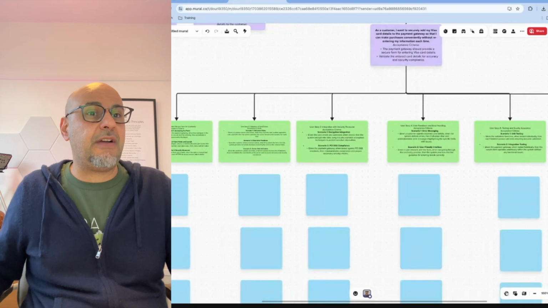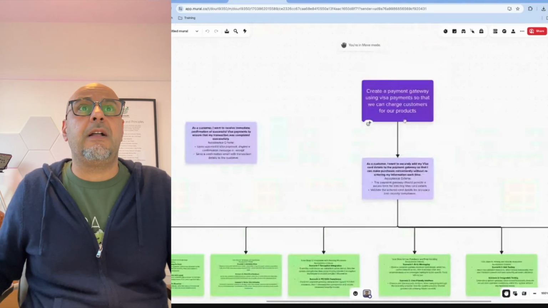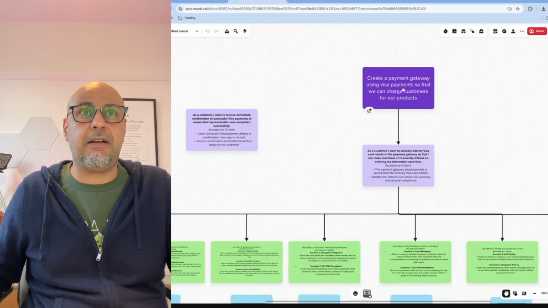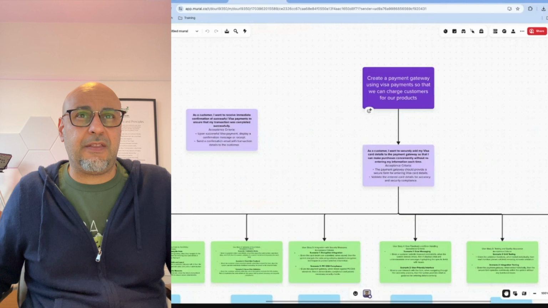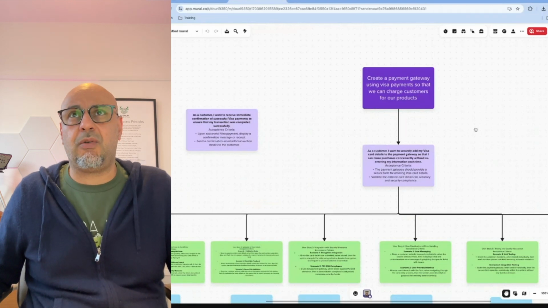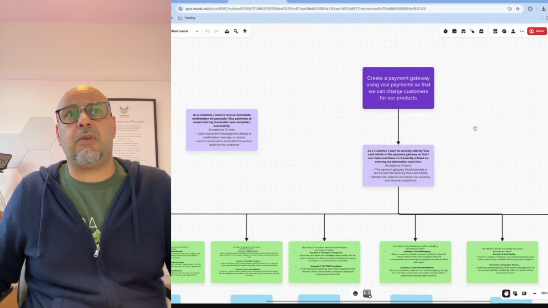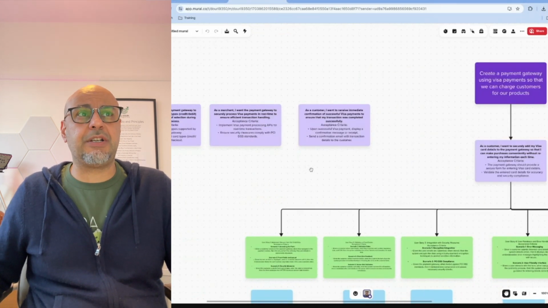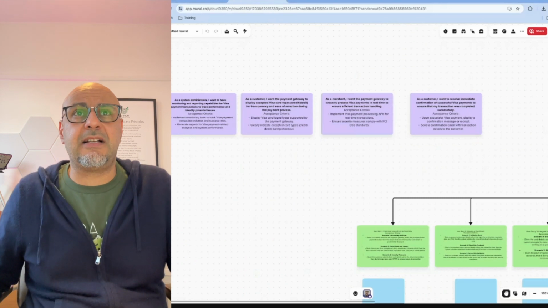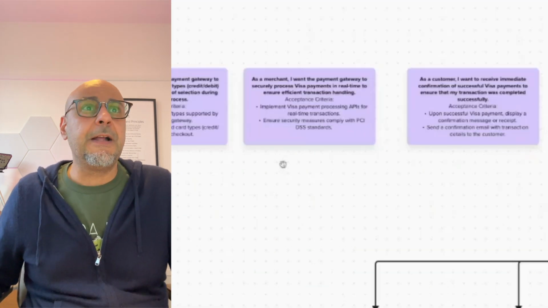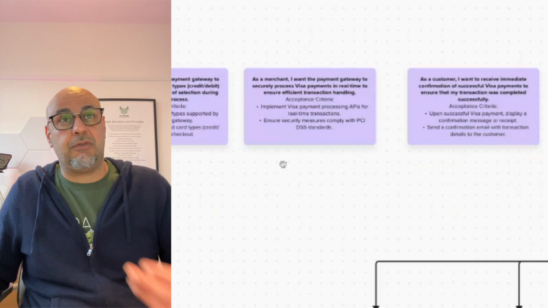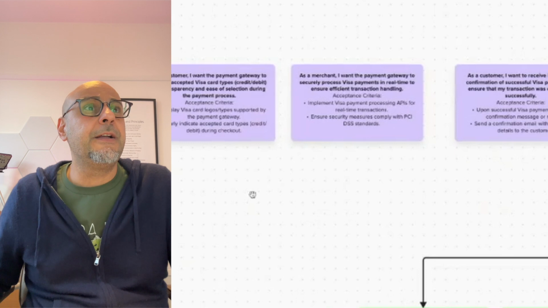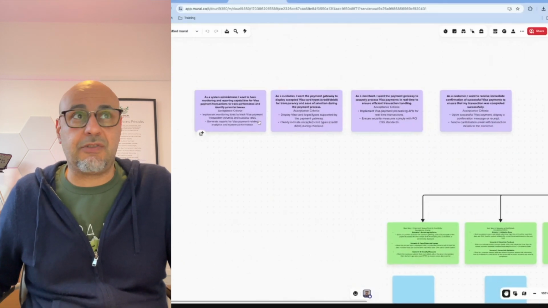What I've done here is I've created a user story map, and you can think about it as a portfolio epic or a theme. The theme is that we want to create a payment gateway for Visa. Then I have a bunch of user stories for that, as a customer, as a merchant, so it's looking at different scenarios that interact with what you're building, which is great. And as a system administrator as well.